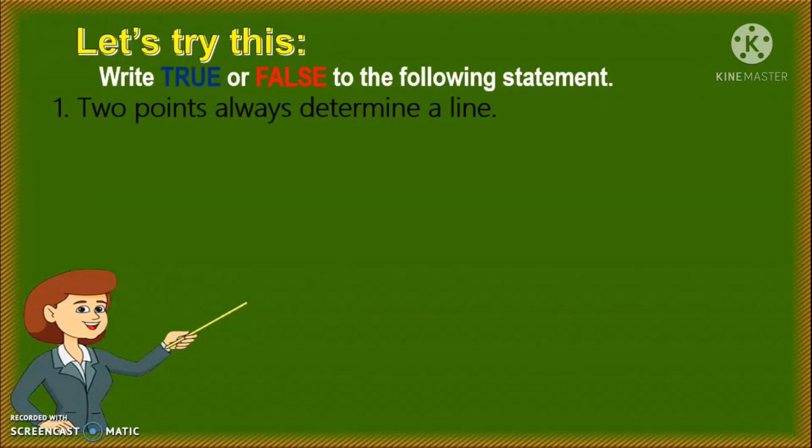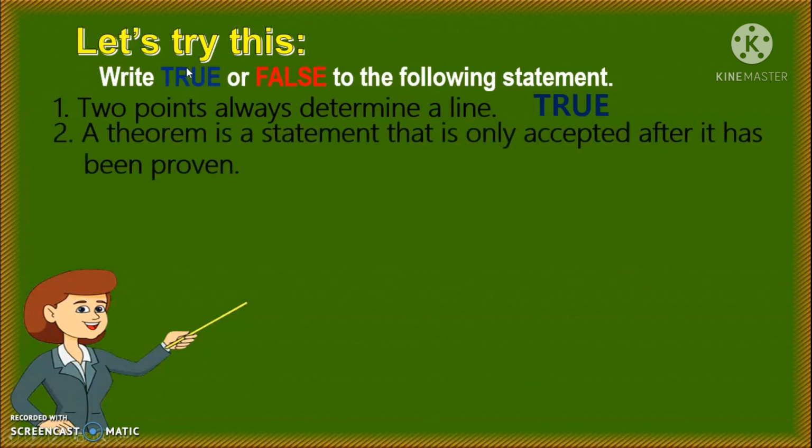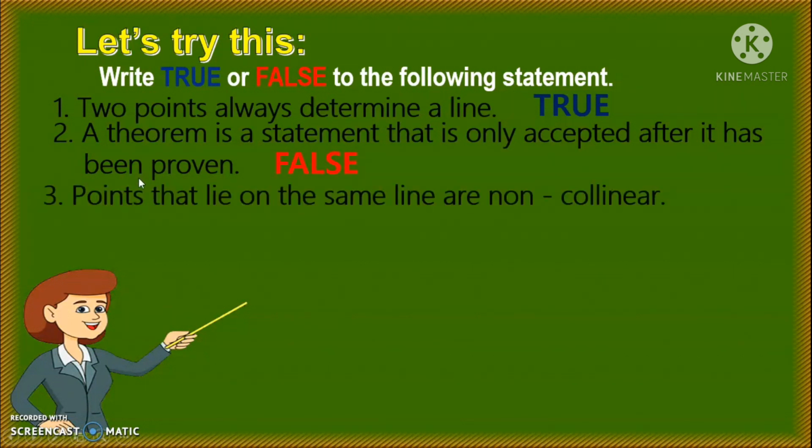Number 1. 2 points always determine a line. True or false? And that is true. Number 2, a theorem is a statement that is only accepted after it has been proven. Theorem daw ay a statement that is only accepted after it has been proven. False.